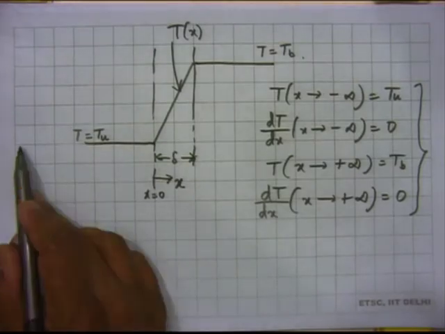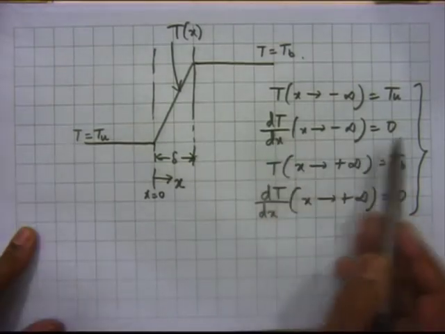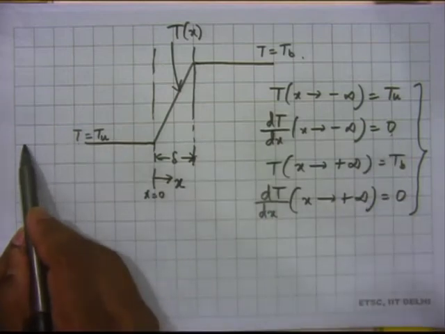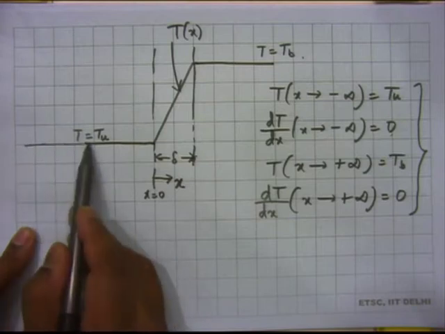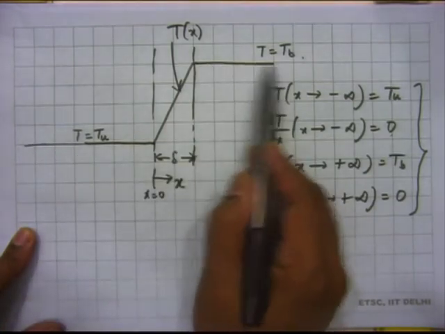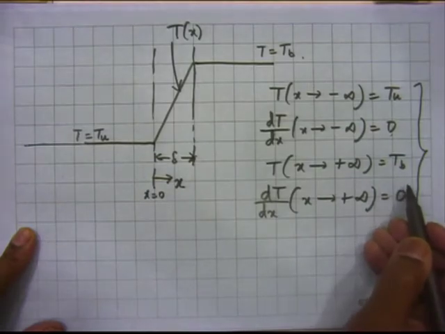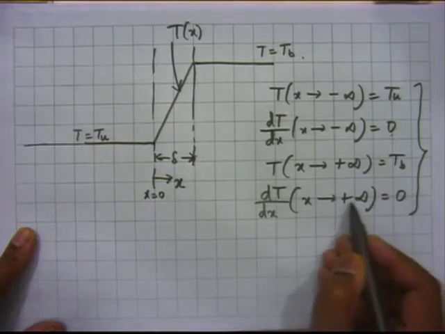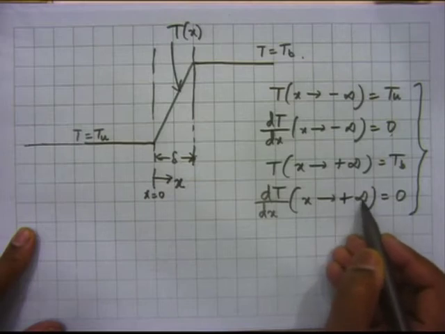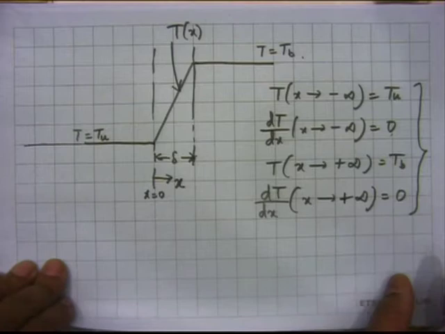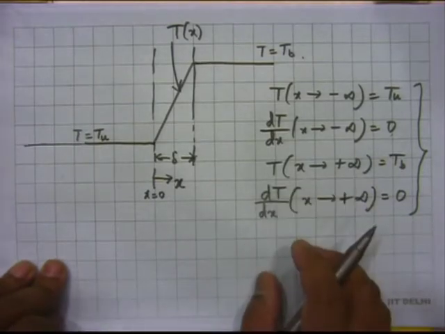So, far into the unbound region there is no temperature gradient. So, dT/dx goes to 0, temperature is uniformly T_u, and far into the burnt region also there is definitely no temperature gradient. So, dT/dx as x tends to plus infinity is also 0. So, we will keep this picture in mind.